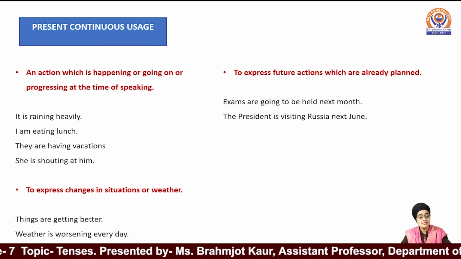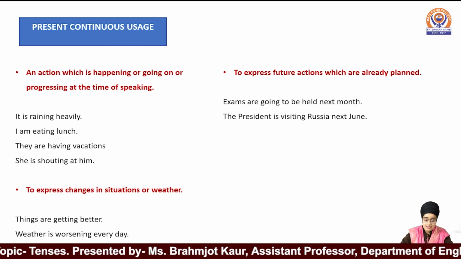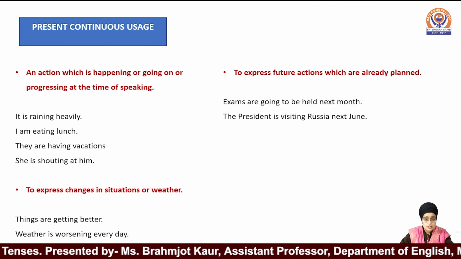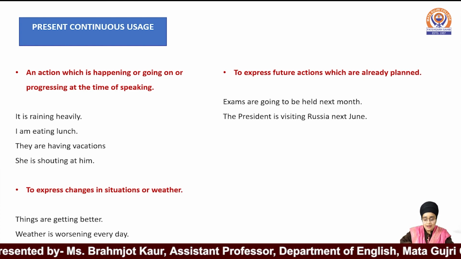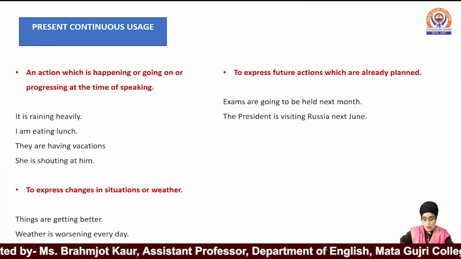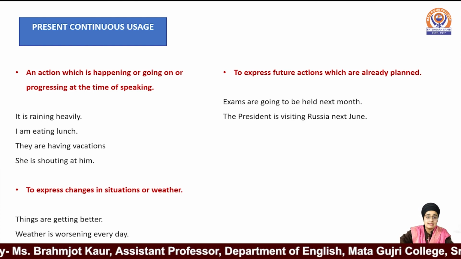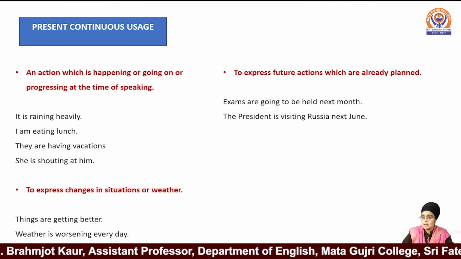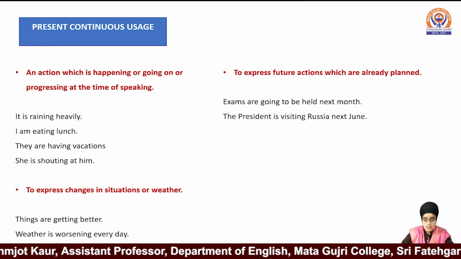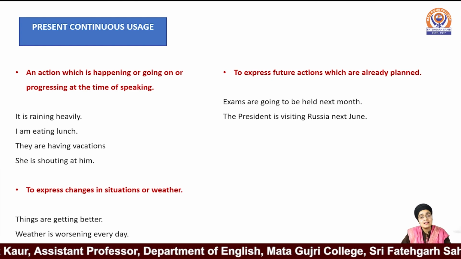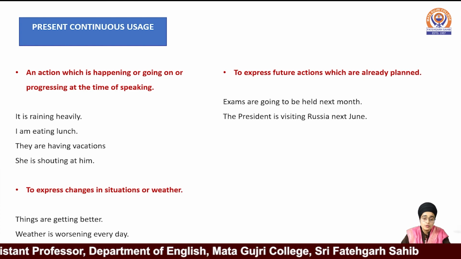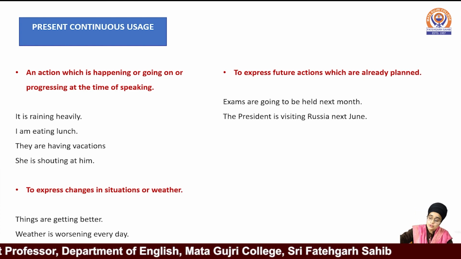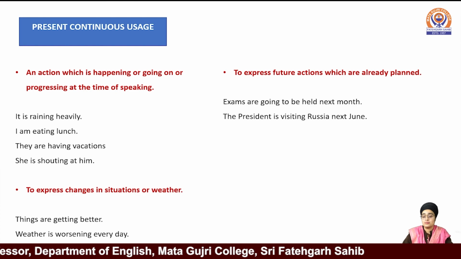Second, present continuous tense is used to express some change or some situation, maybe changes in weather also. So maybe a situation has continued for long, but at the moment, presently, it is changing, maybe for the better or for the worse. So let's come to example. Things are getting better. Weather is worsening every day. So you will use a present continuous tense to denote that change which is happening in the present.